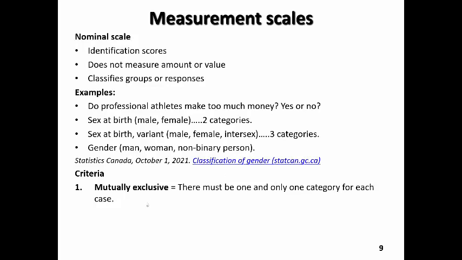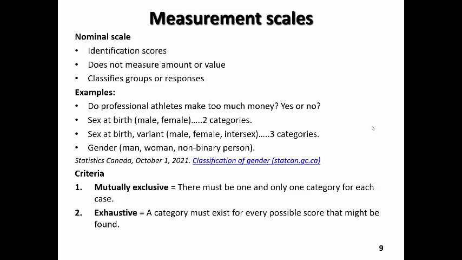The first is that it must be mutually exclusive, so there must be one and only one category for each case. Going back to our first bullet item, a person cannot answer yes and no at the same time. So the outcome is categorized in one or the other. That's what mutual exclusivity refers to.